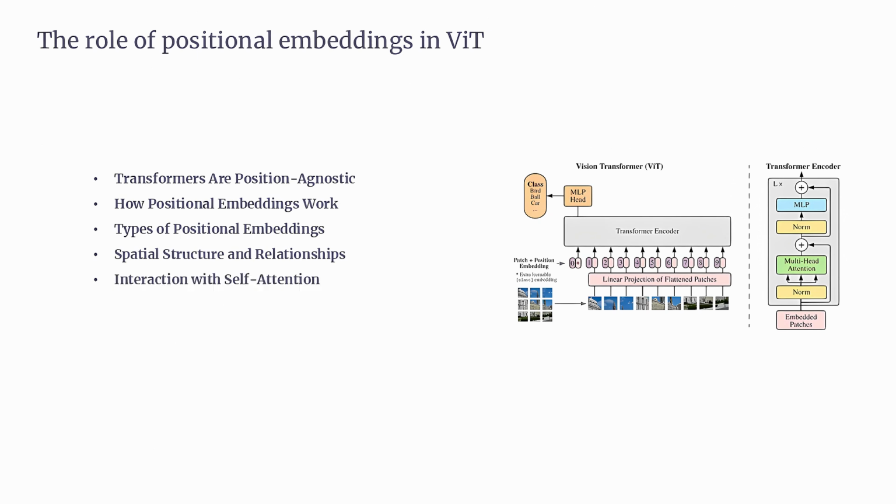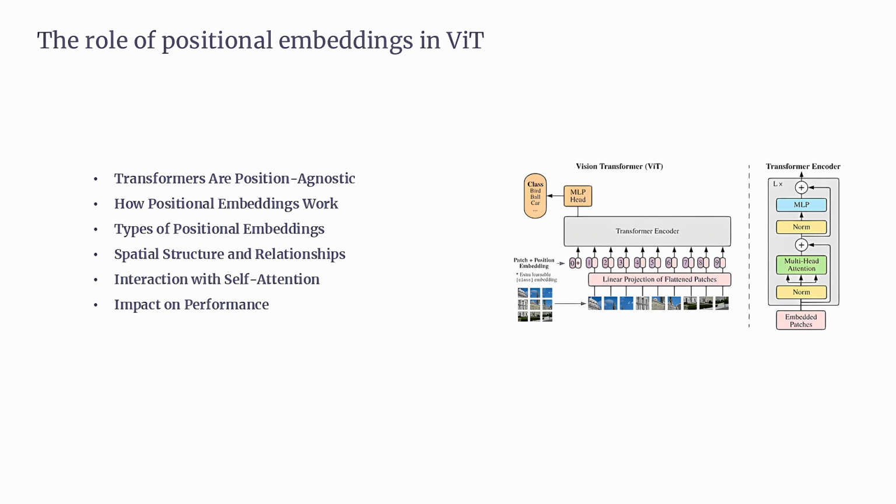The fifth, interaction with self-attention. In ViT, the self-attention mechanism calculates relationships between every pair of patches. Without positional embeddings, the model would treat the patches as if they were part of a flat, unordered sequence, losing all the important spatial information that makes the image meaningful. By adding positional embeddings, the model can capture both local relationships between nearby patches and global relationships between distant patches, which is essential for understanding the spatial context across the entire image.